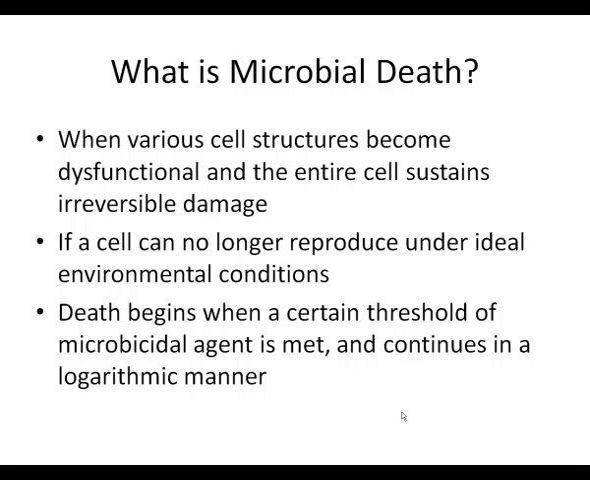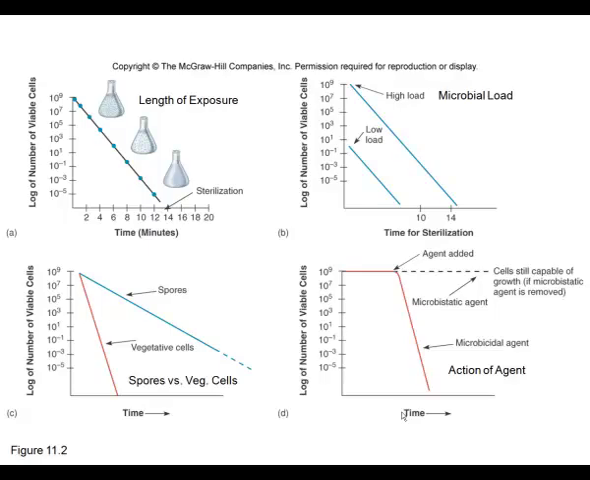And death is going to begin when certain concentrations of some sort of microbial agent are met, and this is going to cause cells then to begin to go down in a logarithmic manner, where the cell population is decreased by half with every interval. This picture is a picture in your book, and if we look here, you'll see that there are 4 different categories of microbial death, the way that we can look at it.